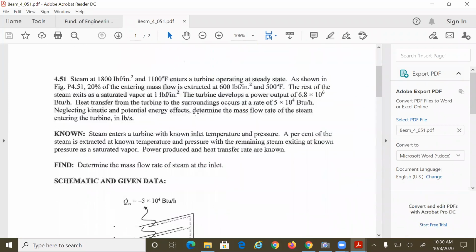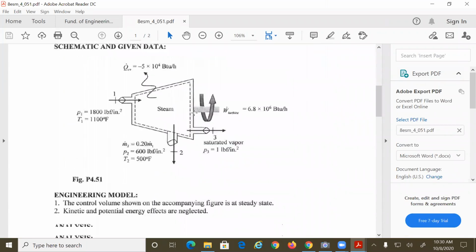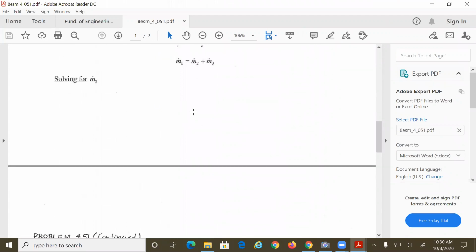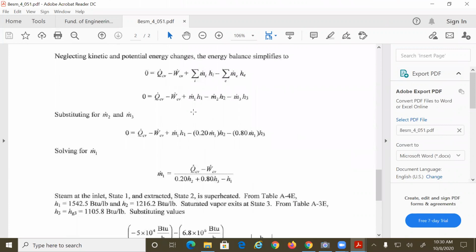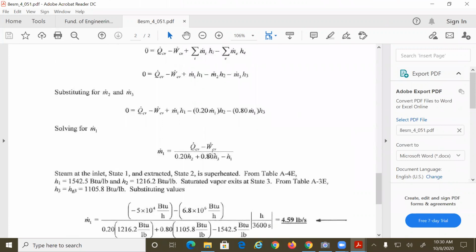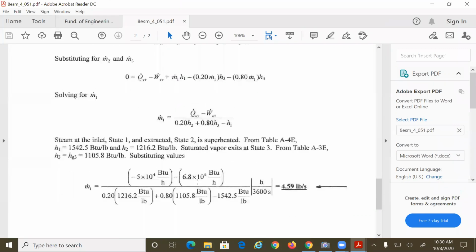Okay, anyway, let's go look at this. Let's see what I have for the H and so on. Let's see what I have on the values. Okay, basically the same thing we did now. You see the equation. So both of them are negative. We have 1216.2, 1105.8, I remember that one, 1542.5. So this should give you, oh, be careful here because this is BTU per hour.